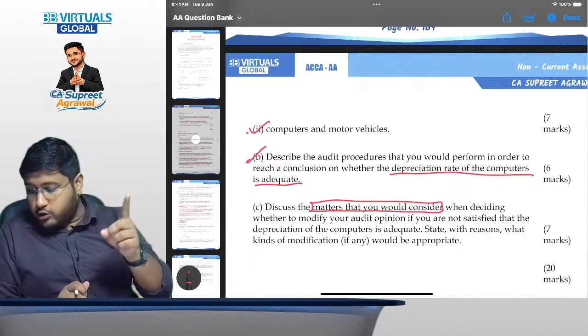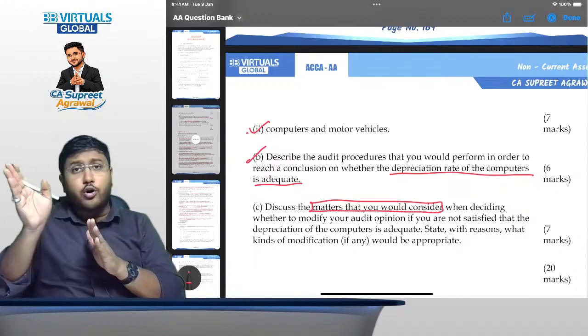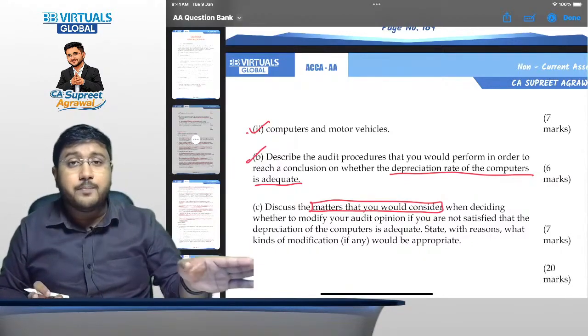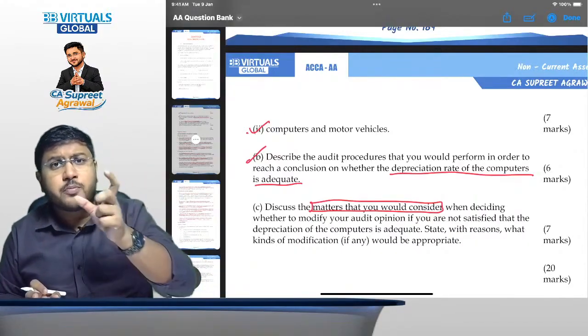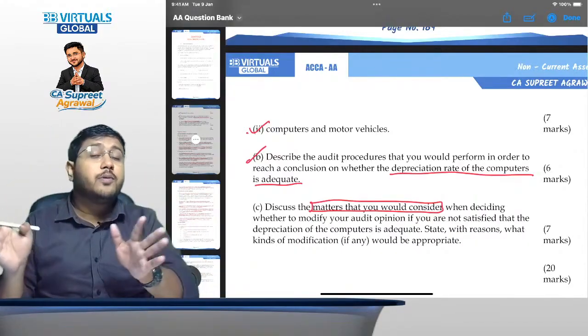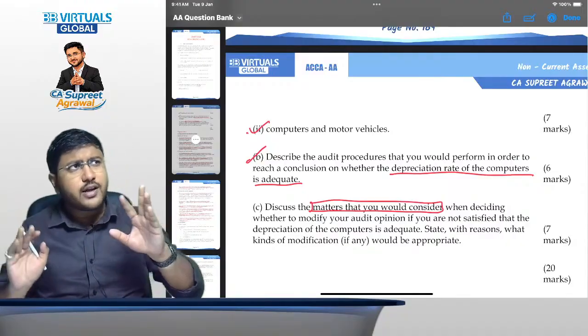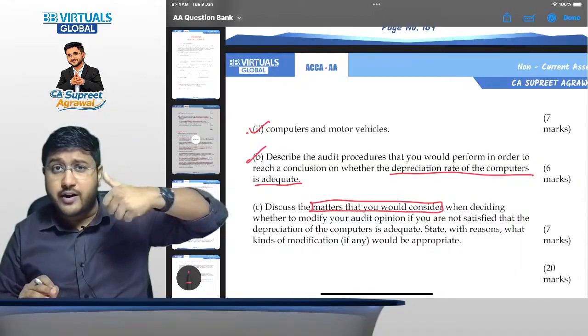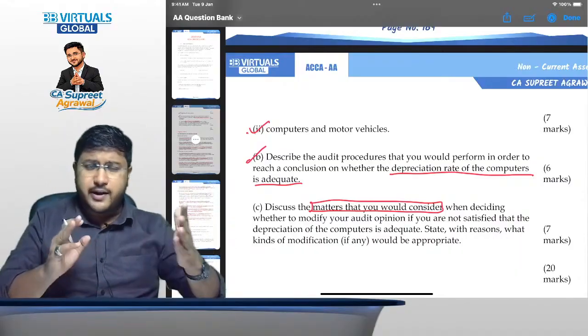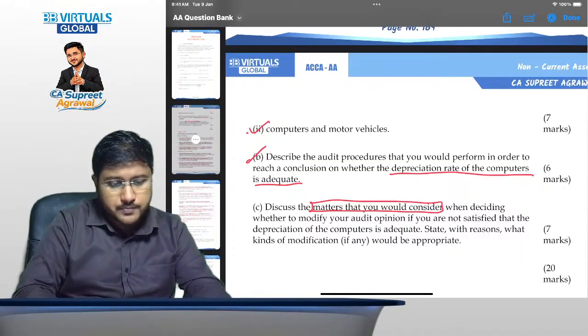So we have to give all the options. See, it is a 7 marks question. We have to give all the options: what all possible implications could be there on the audit opinion, what all possible outcomes could be there, and what opinions could be issued. So please take 2 to 3 minutes, draft all the answers: qualified, adverse, disclaimer, and such answers.